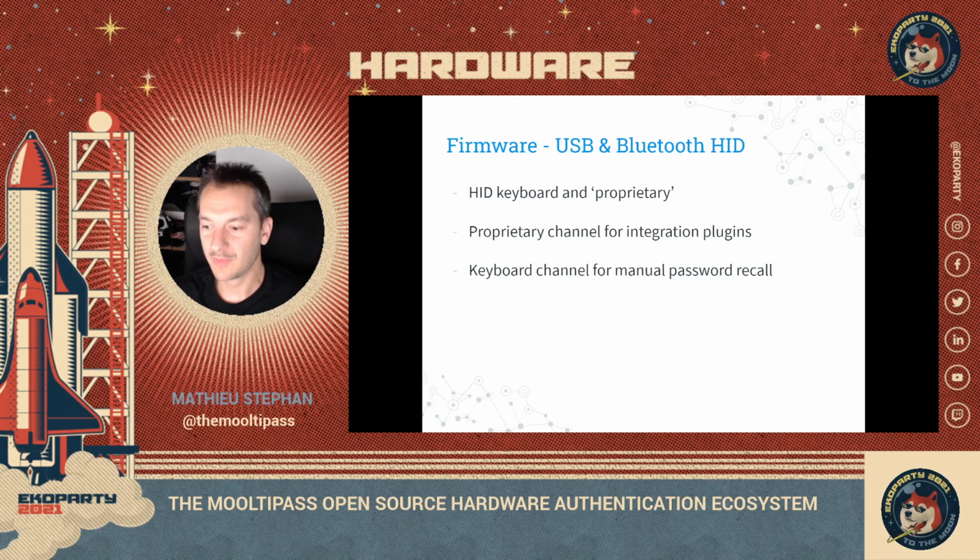USB and Bluetooth communication channels. We are using HID protocol. As I said, it's basically 64 bytes sent every millisecond. One is the keyboard, so that means that as the device is detected as an external keyboard, it will send bytes of data that represent characters. I'll get back to this later. So it can type anything to any device and any application. It's fairly neat. And there is the proprietary one, which is the thing that allows us to provide native integration into websites, native credential recall and stuff like that.